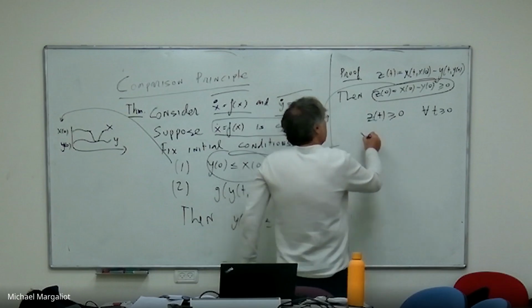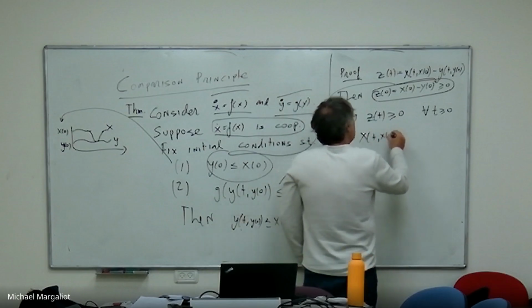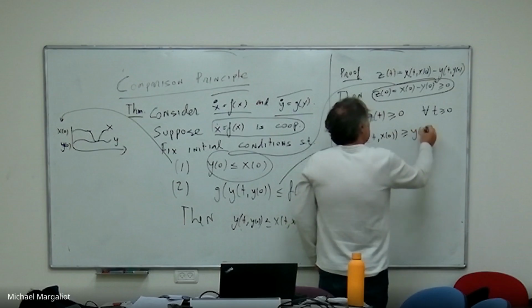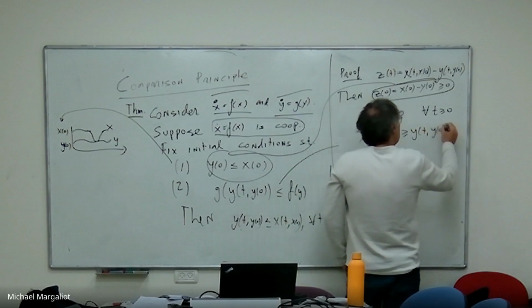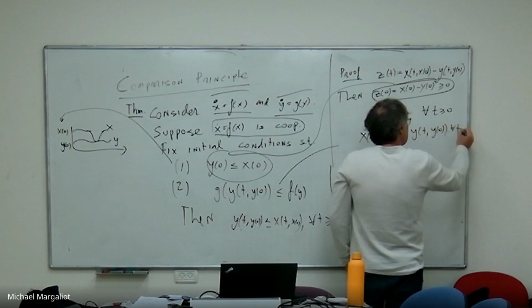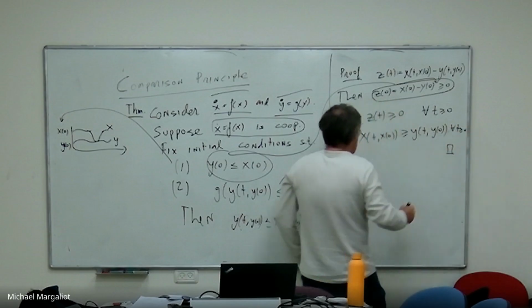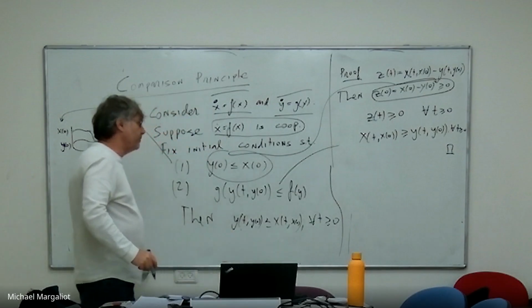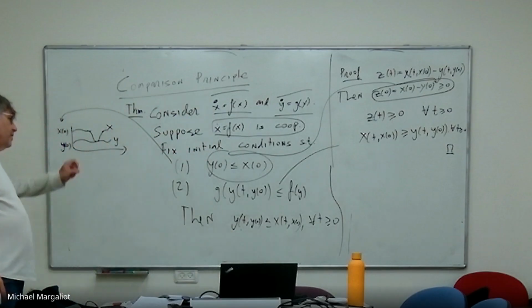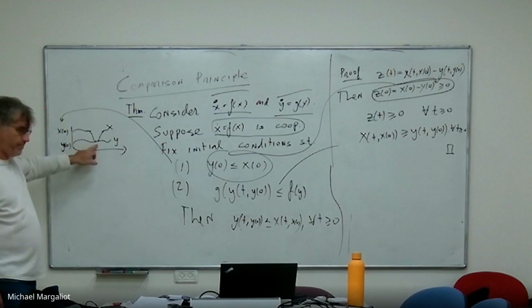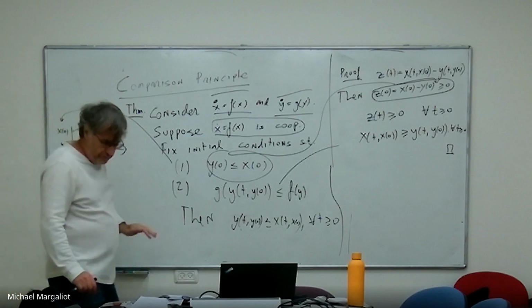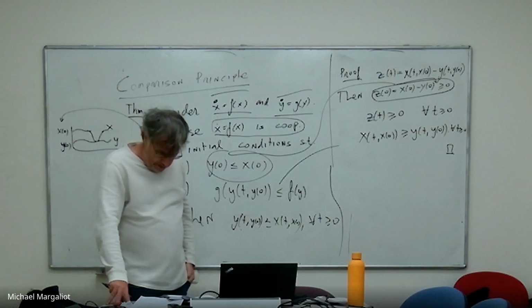And this is like saying that x(t, x0) is larger or equal to y(t, y0) for every t, and this completes the proof. This is exactly what we wanted to prove: that the y solution is bounded by the x solution, like this in this picture. So I hope the proof was more or less clear.